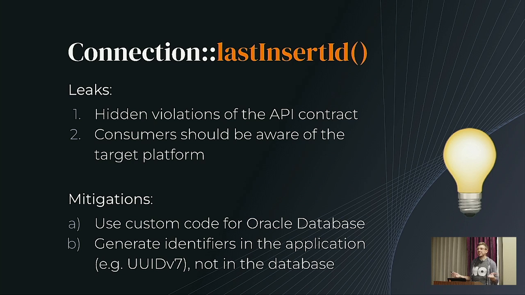So how can you mitigate that? The first thing is that if you really, really need those auto-incremented values, just use custom code. But if you can avoid them, you probably want to avoid them. You can generate values on the application side. They could be UUIDs v7. It's beneficial for other reasons, but this way you will just not delegate the application logic to the database. You will do the ID value generation yourself.